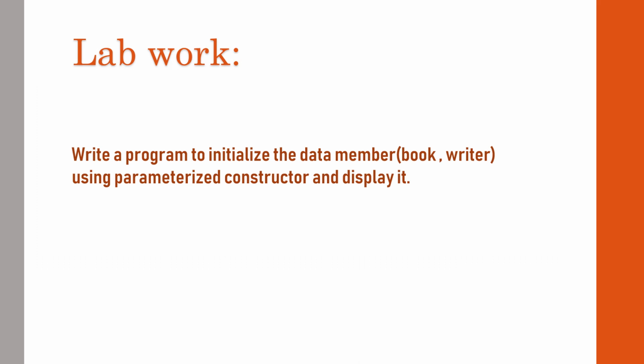Lab work for today: write a program to initialize the data members book and writer using a parameterized constructor and display it. So in this same way you have to do it. We have taken name and game; in place of name and game you have to take book and writer, and take any book name and the writer of that book. Okay, so come up with a nice output. Okay, thank you.